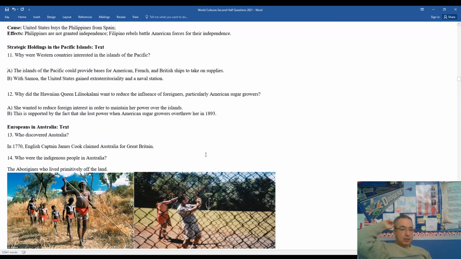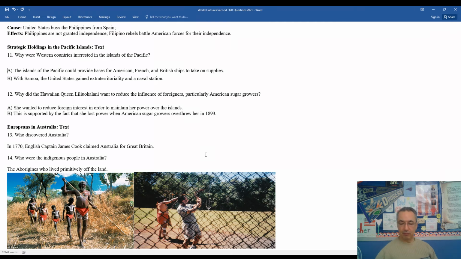Moving on to 13, who discovered Australia? In 1770, English Captain James Cook claimed Australia for Great Britain. And when the British took control in Australia, very similar to when they took control in the Americas, in North America in particular, they just didn't really care about the indigenous people or the natives who lived there. Native Americans were pushed off their land in America, and here the Aborigines, who are the primary people who lived in Australia, were pushed around by the British as well.